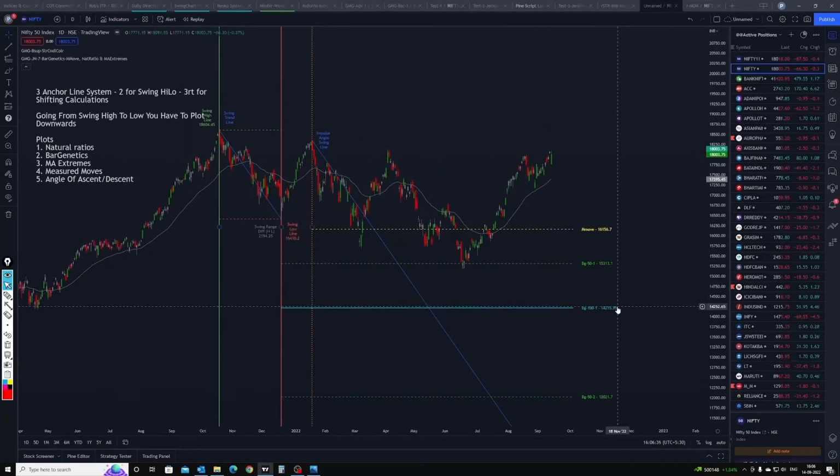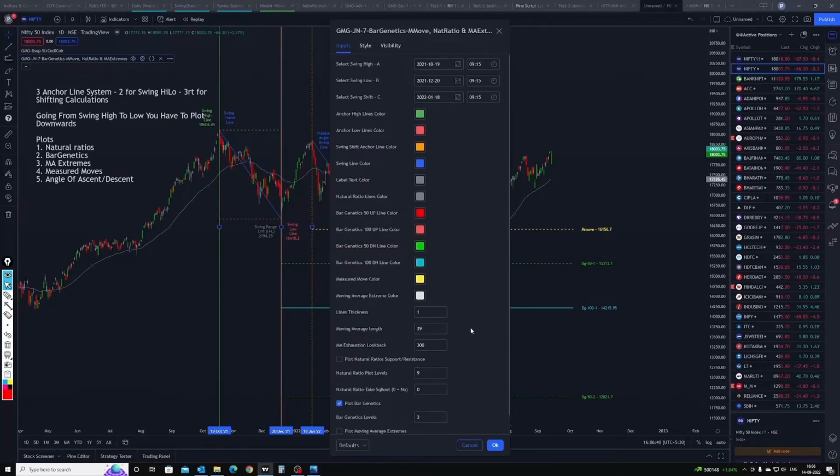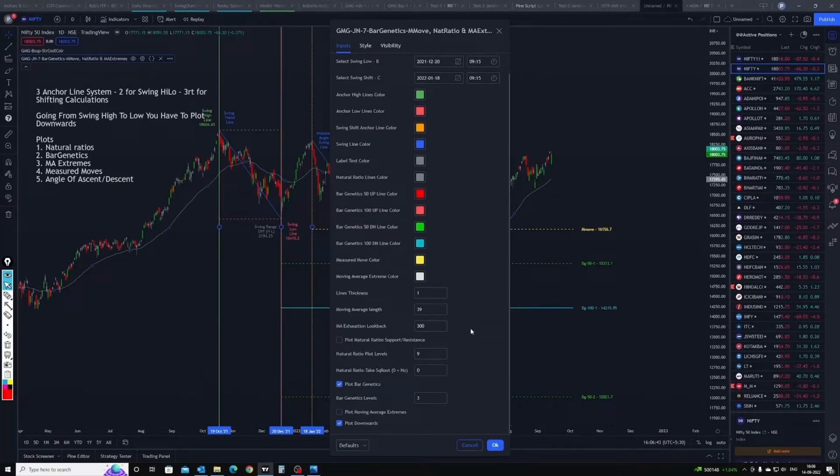The third thing over here is the moving average extreme. So we'll again come to the settings, and there are a few things that you need to understand. One is the moving average length, which I have kept at 39. I suggest you leave it like this, or if you want to increase or decrease it, you can do it. That will not make much difference. And the moving average exhaustion lookback period is 300 bars. So it is looking 300 bars back to calculate everything. So keep these settings as they are.